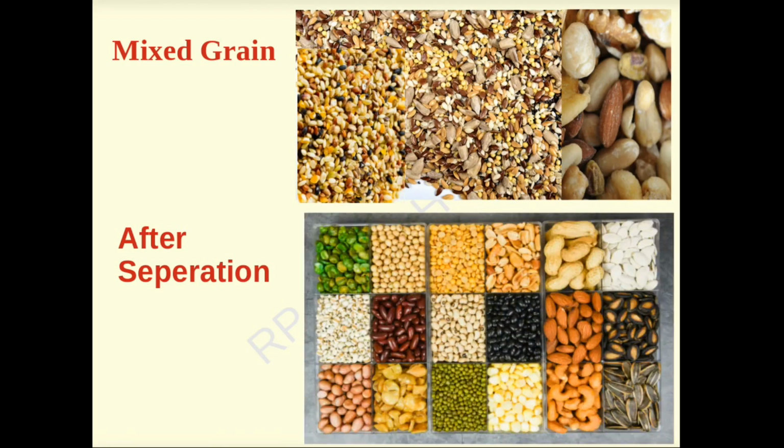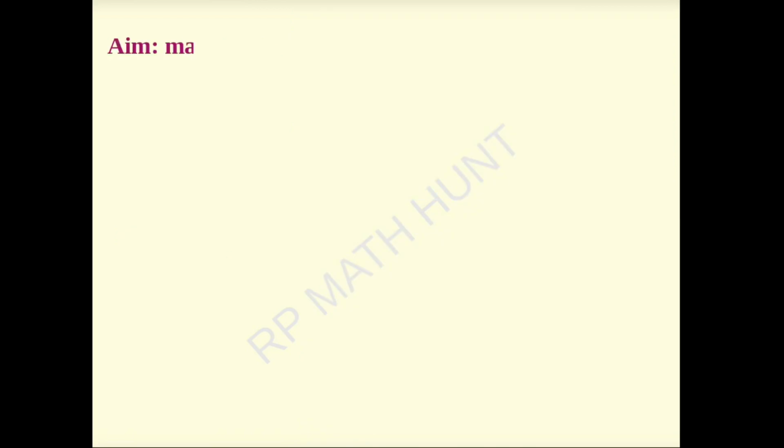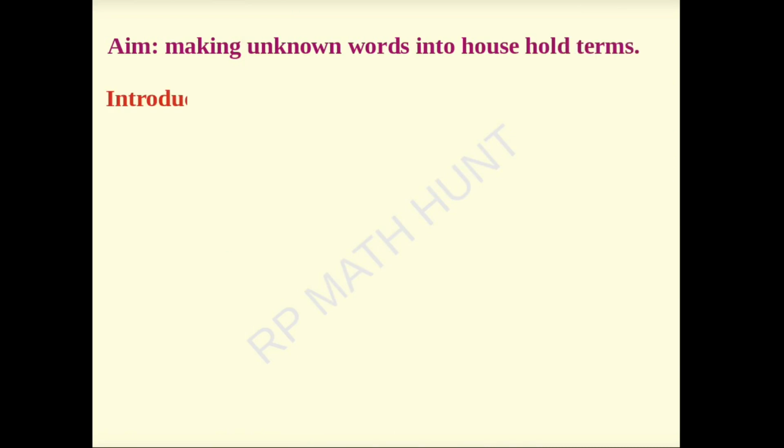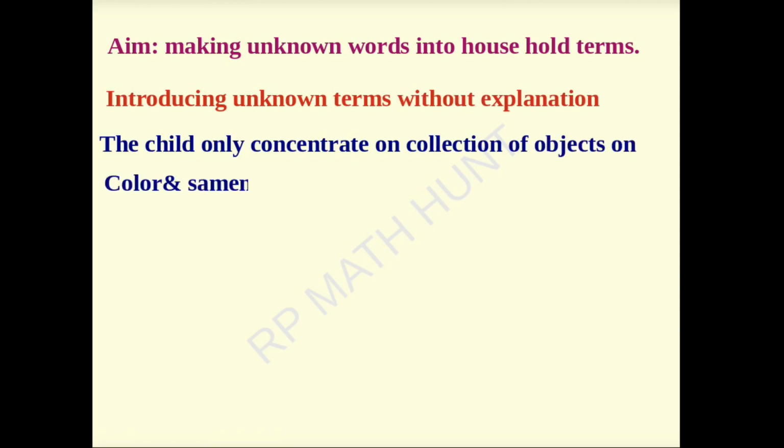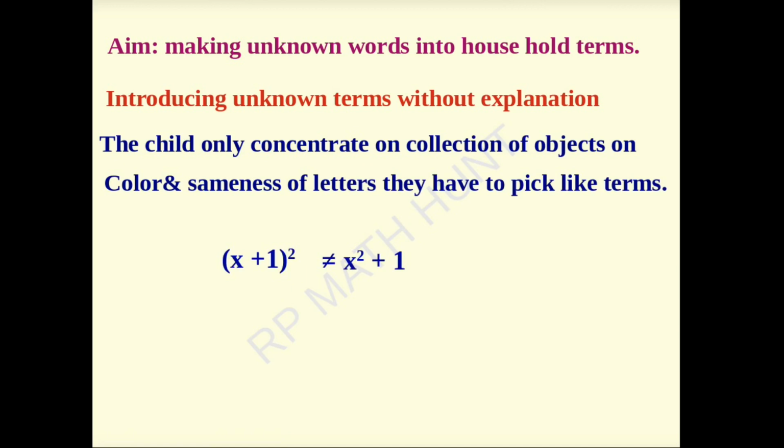Aim: making unknown words into household terms. Introducing unknown terms without explanation. The child only concentrates on collection of objects, on color and sameness of letters. They have to pick like terms. So, x plus 1 whole square is not equal to x square plus 1, and a plus b whole cube is not equal to a cube plus b cube, can be discriminated by them later.